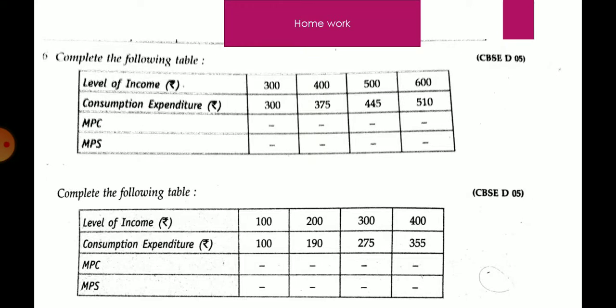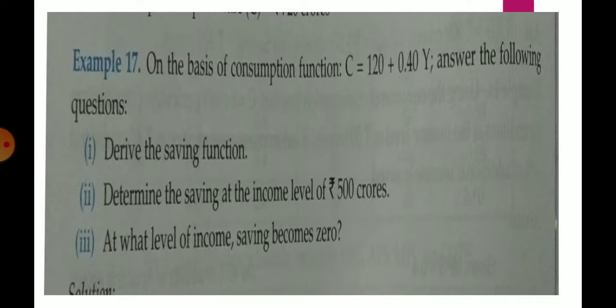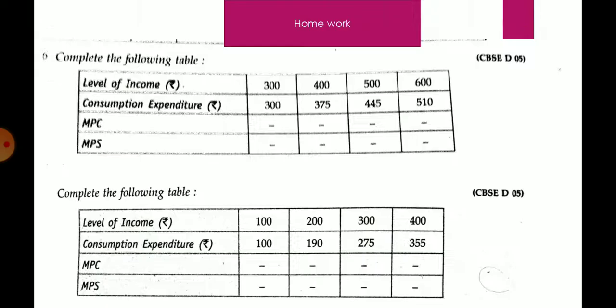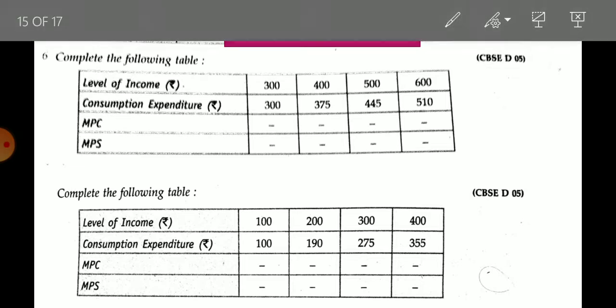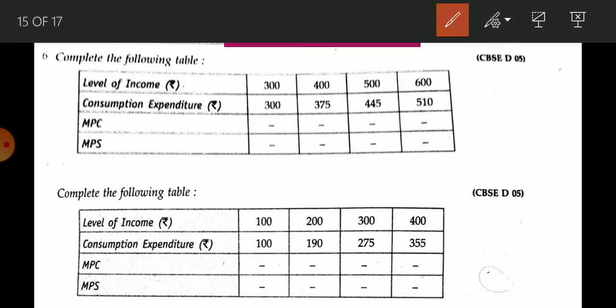Okay, now it is your homework. You have to do these 3 questions yourself. In the next video, first of all I am going to discuss the answers to these questions. Okay, I am giving you some hints on how to attempt this question. Okay, in this question what do you have to find out? MPC and MPS. Okay, M means delta, so delta C upon delta Y will be the equation for MPC. For MPS, delta S upon delta Y. So delta C and delta Y are not given here. First of all you calculate delta Y.